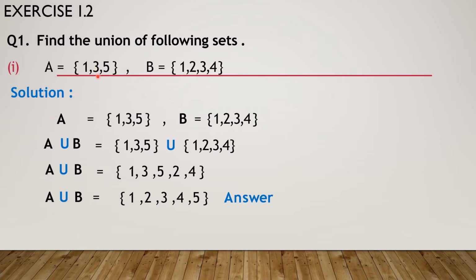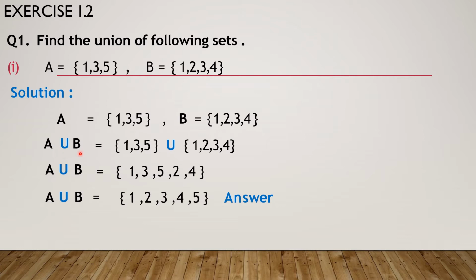In solution, first of all, we will write both sets that are given in question. Set A is equal to 1, 3, 5. So we will write it. Set B is equal to 1, 2, 3, 4. So we will write it. Now what we have to find is the union of both the sets. So what will be the symbol of this? A union B, that is union of both the sets.